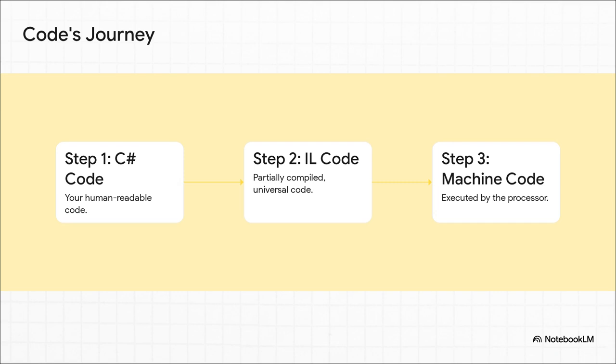So, this whole journey really breaks down into three big steps. First, you've got your C# code, the stuff you and I can read. That gets compiled, but not directly into machine code. Nope. It gets turned into something called intermediate language, or IL for short. And then only at the very last second, right when you run the program, that IL gets translated into the native machine code that your processor can finally understand.